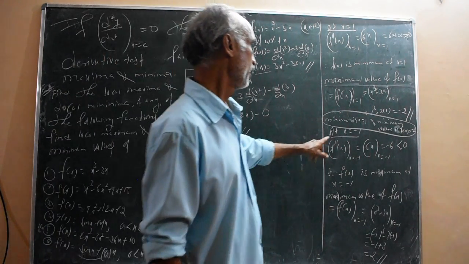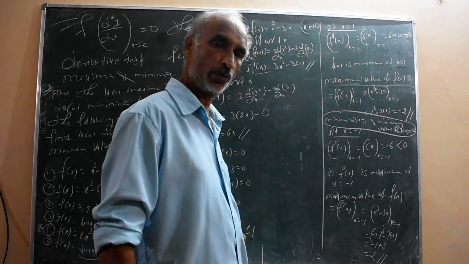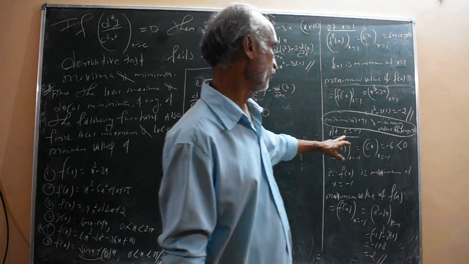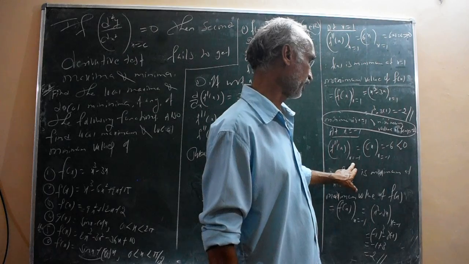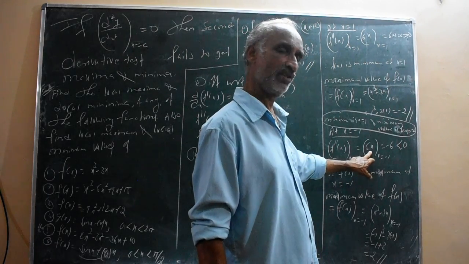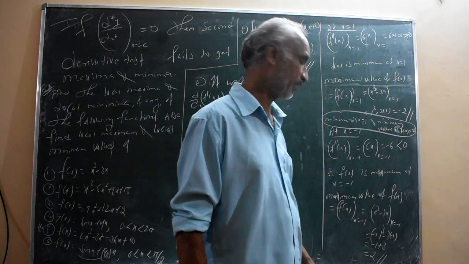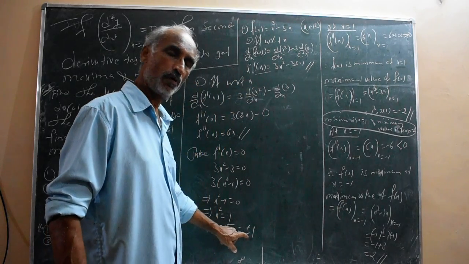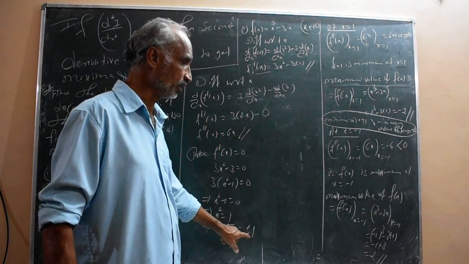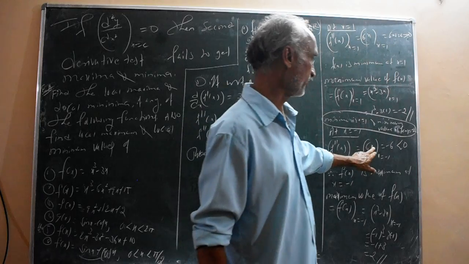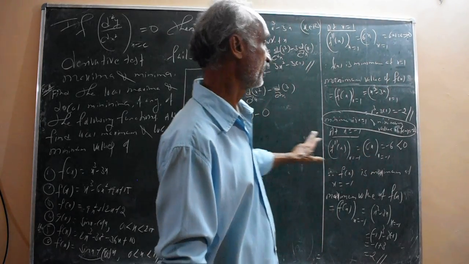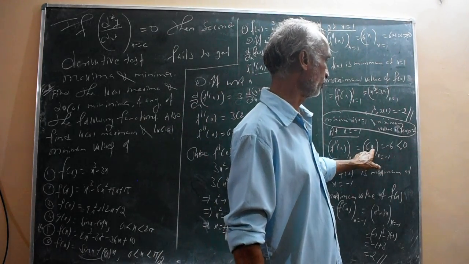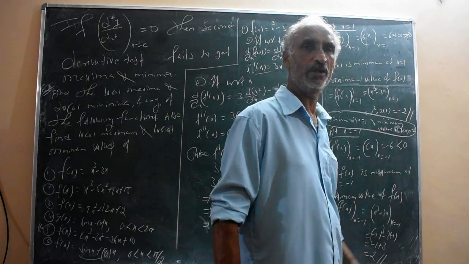Now at x is equal to minus 1, another x value is there. At x is equal to minus 1, f double dash of x is 6x. In f double dash of x, take the second extreme point, that is x is equal to minus 1. f double dash of x is 6x here. In 6x, x is minus 1 is taken, 6 into minus 1 is minus 6, and minus 6 is negative.